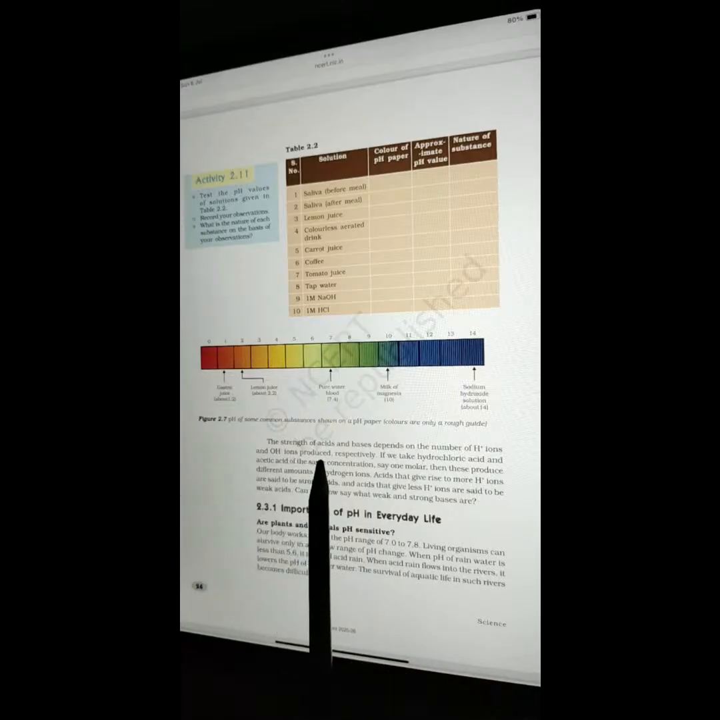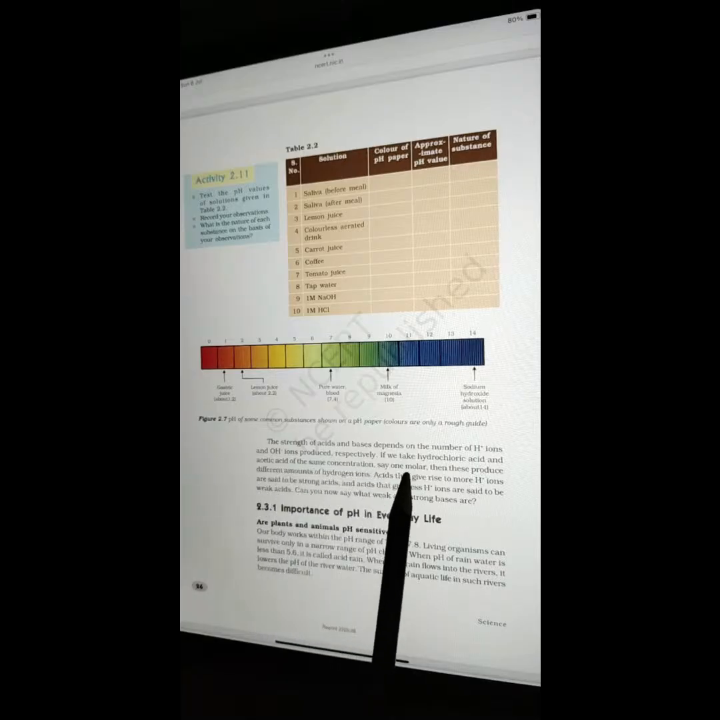The strength of acids and bases depends on the number of H plus ions and OH minus ions produced, respectively. If we take hydrochloric acid and acetic acid of the same concentration, say 1 molar, then these produce different amounts of hydrogen ions. Acids that give rise to more H plus ions are said to be strong acids, and acids that give less H plus ions are said to be weak acids. Can you now say what weak and strong bases are?